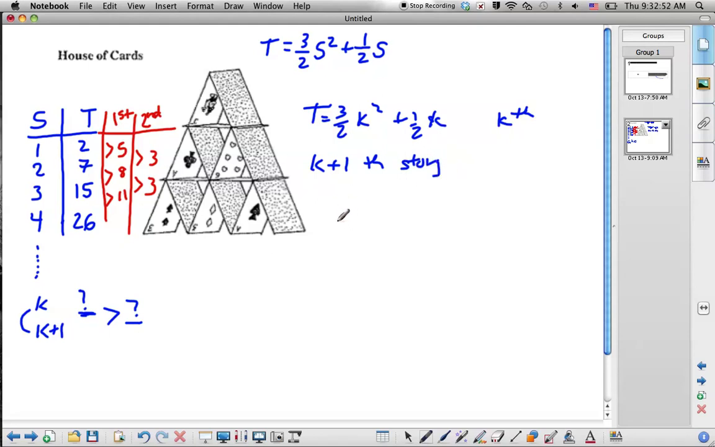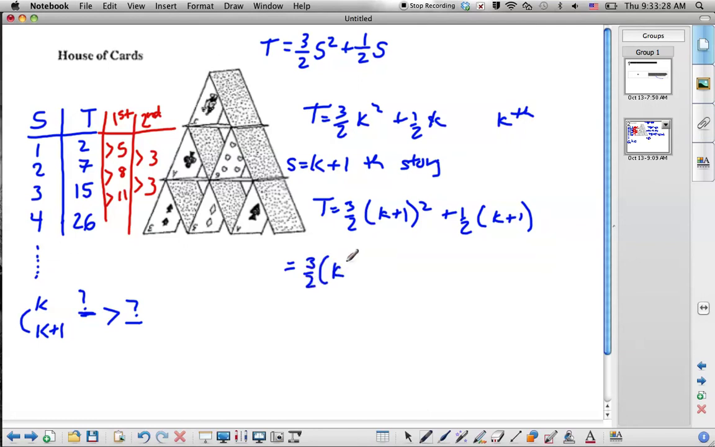Well, we can use the same equation again. So I'm going to plug it in here, and I'm going to let s equal k plus 1. And so I get t is 3/2 (k plus 1) squared plus 1/2 (k plus 1). Now, I'm going to expand this out. I'm going to look for my kth story, because I know to my kth story I have to add a first difference of some kind. So if we can figure out what term it is to add that first difference to the kth story.